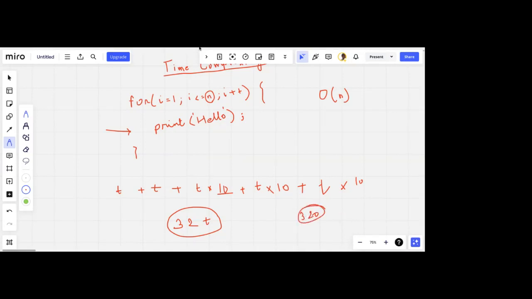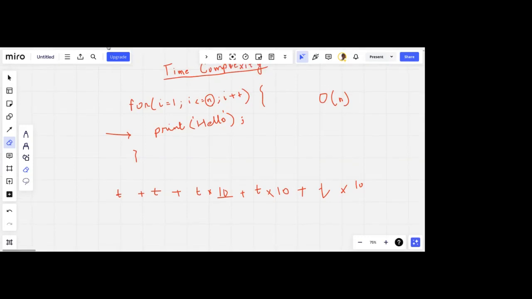Yes or no, guys? Because see, what will happen is that n is 100, so this loop will run 100 times. So naturally, it will take more time, right? Yes or no? Is it clear, guys?